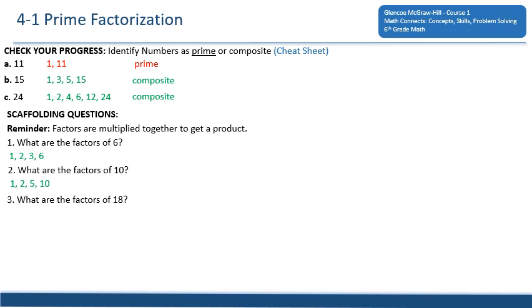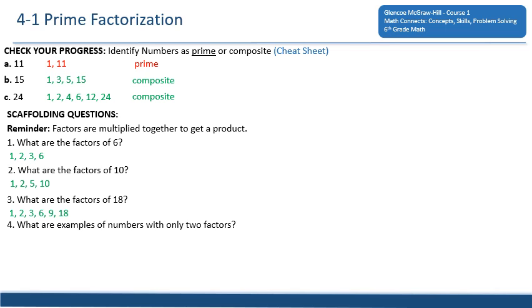What are the factors of 18? Well, we know 1 and 18. How about 2? 2 will go into 18 because it's even. So 2 and 9. And then 18 is a multiple of 3. So we have 3 and 6. So we have 1, 2, 3, 6, 9, and 18.